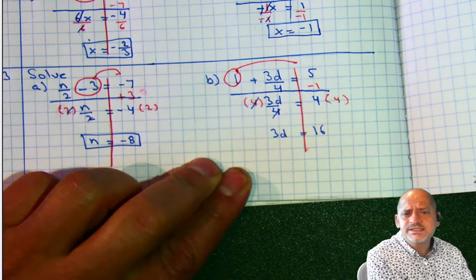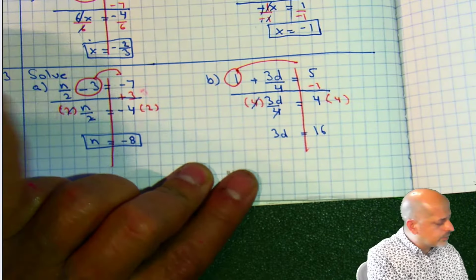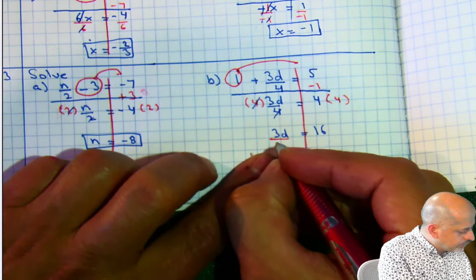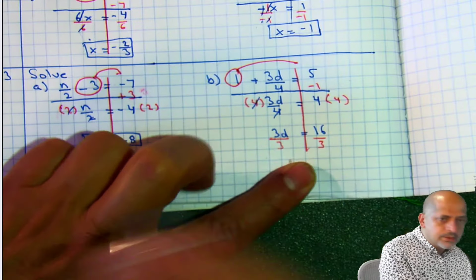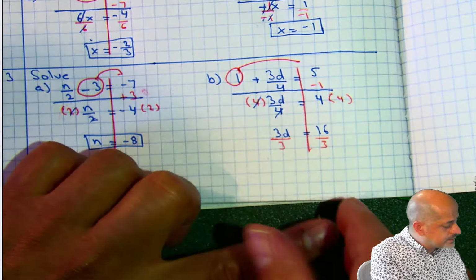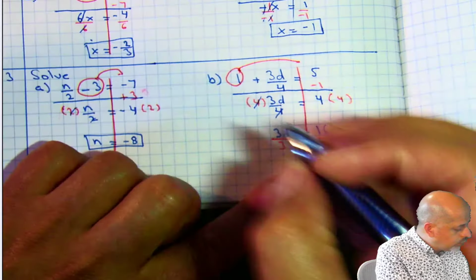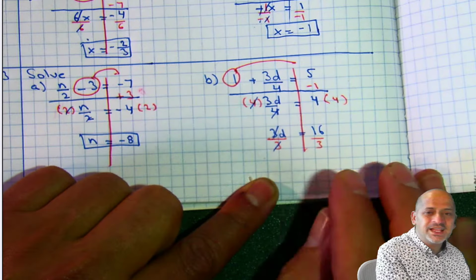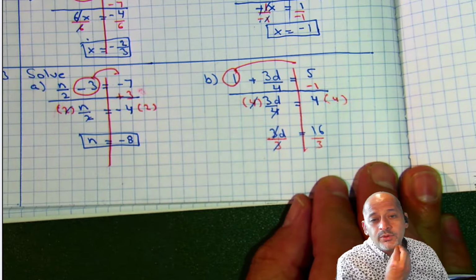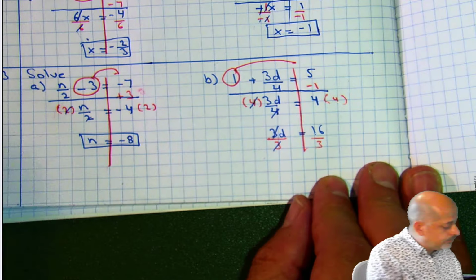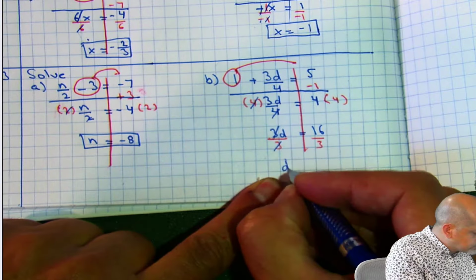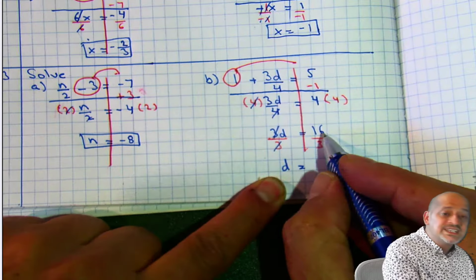And now just one easy step, which is to divide by 3. Now I'm going to divide by 3 and divide by 3. 3 divided by 3 is 1. Or we say that they cancel. So actually, they don't cancel. They just give you a 1. But we actually just say d equals 16 divided by 3.